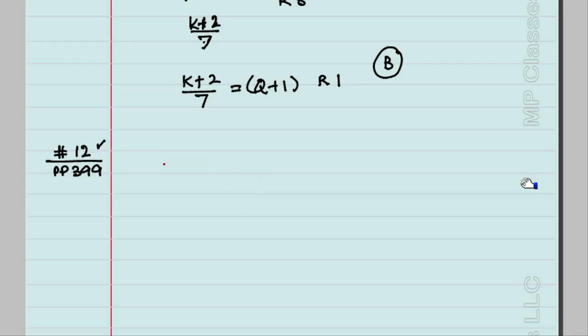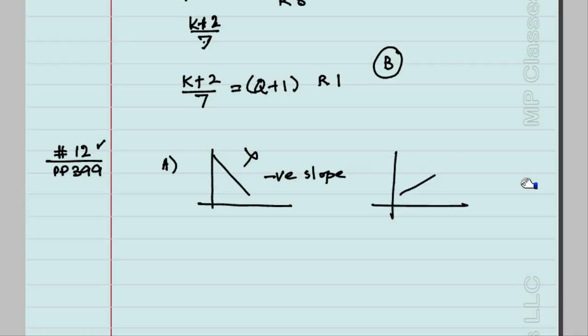So let us show the graphs and why we can discard certain graphs. Because the slope is positive, a graph which looks like this is a negative slope. A positive slope is something that looks like this. So graph A cannot be the answer. Graph B, which is like this, cannot be the answer. C, D and E remain.